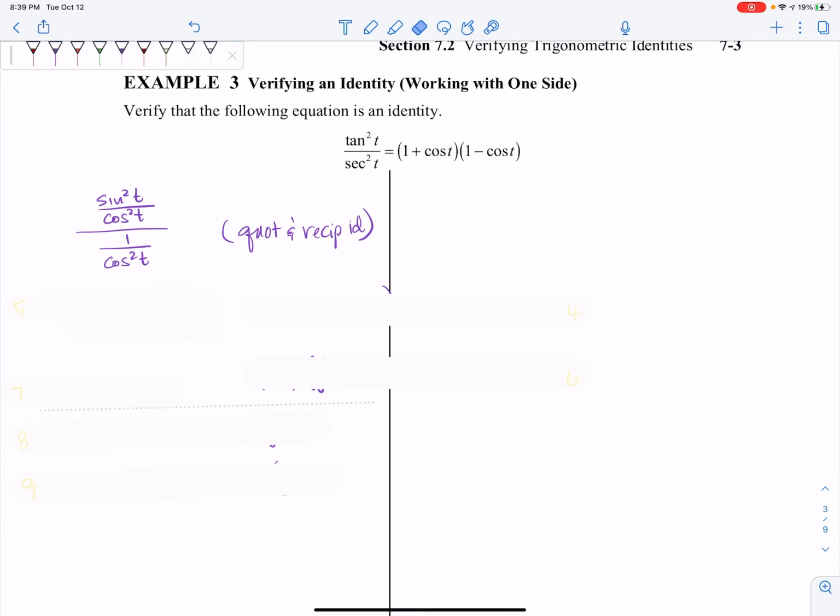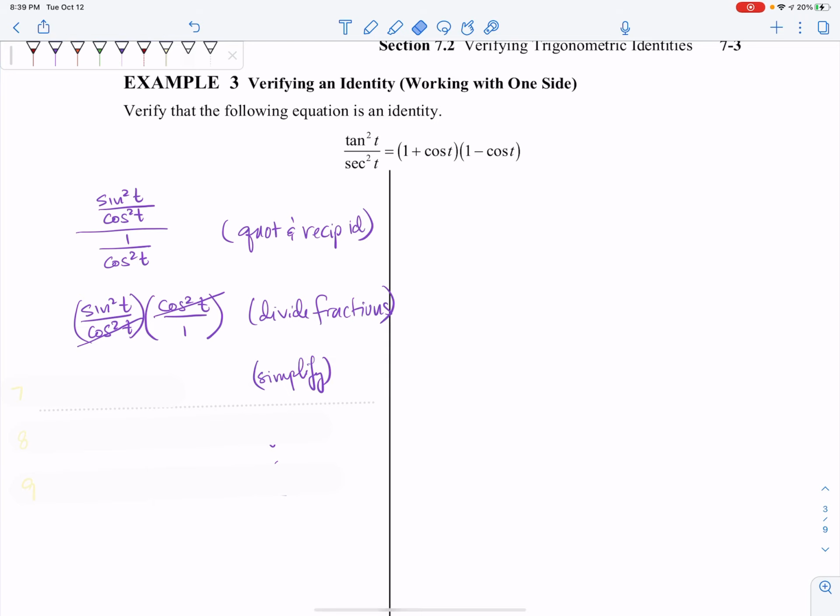Okay, well now this is dividing two fractions, and so the next thing that we'll do is change, flip, multiply by the reciprocal, invert and multiply, whatever it is that you've learned through the years, but we are dividing fractions. Notice at this point that cosine squared on top and cosine squared on bottom will cancel each other out. So now I'm only left with sine squared. Okay, but the problem is that sine squared does not match the other side.